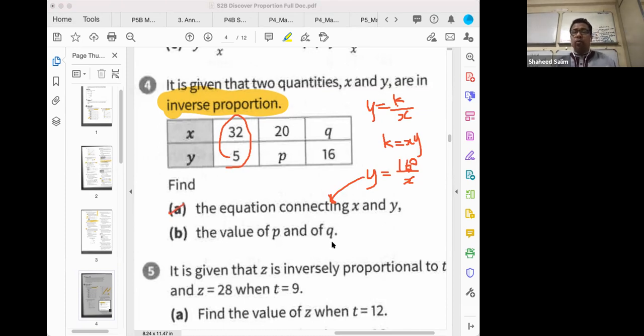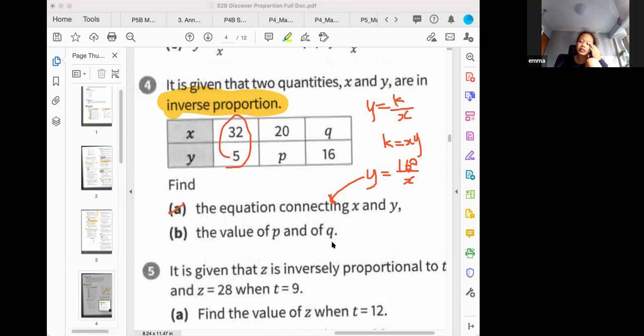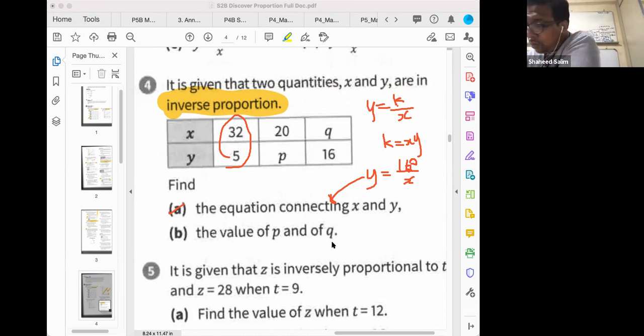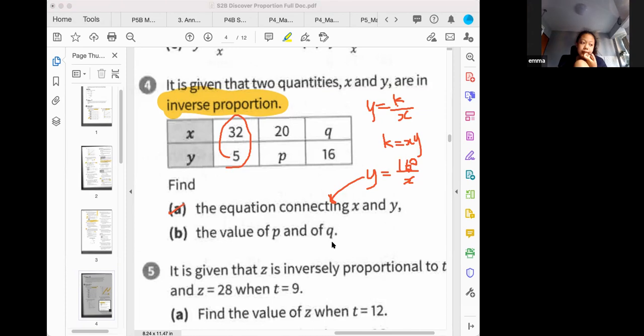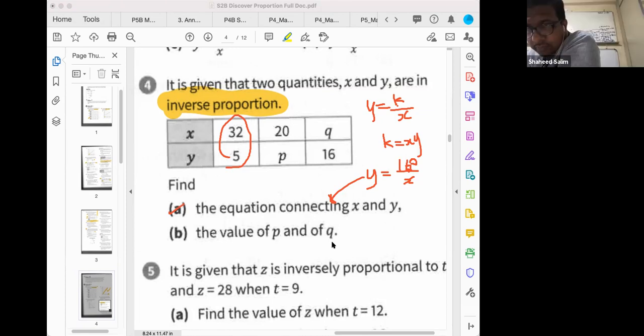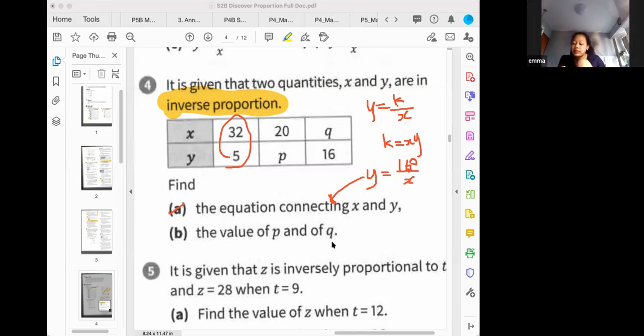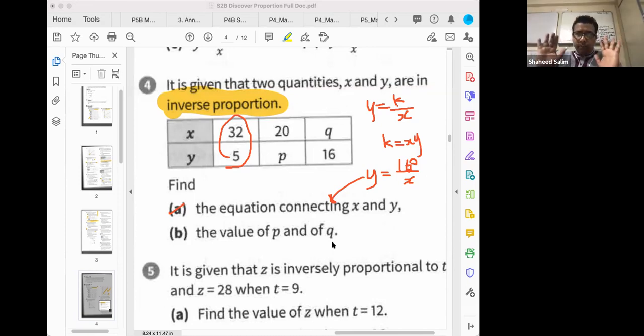Can you find out P and Q now? P is 8. P is 8, is it? Q is? And 10, okay. Yeah, we're just going to do a few more of these to make sure that it's reinforced. So well done, well done.